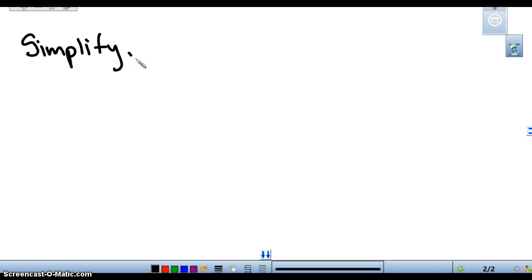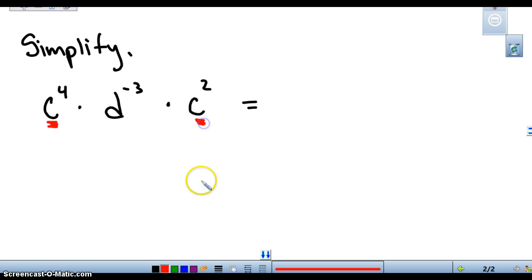We have to simplify, and we have c to the 4th power times d to the negative 3rd power times c squared. We have to simplify this. What did our rule say? To multiply exponents with the same base, you add the exponents. Do all of these powers have the same base? No. So what would be our common base? C. This one and this one.